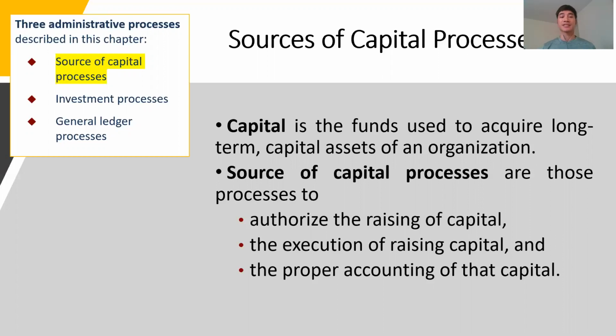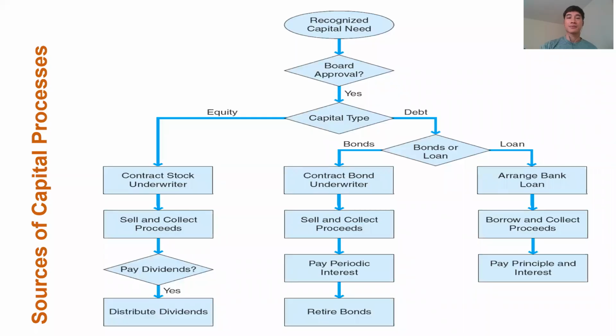Source of capital processes are there to authorize the raising of capital, execute the raising of capital, and properly account for that capital. So let's look into this diagram. The transactions and resulting processes related to loans, bonds payable, and stocks should be executed only when top management and the board of directors authorize them, and the use of the resulting capital must be properly controlled.